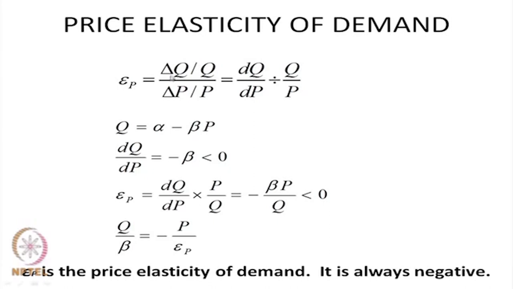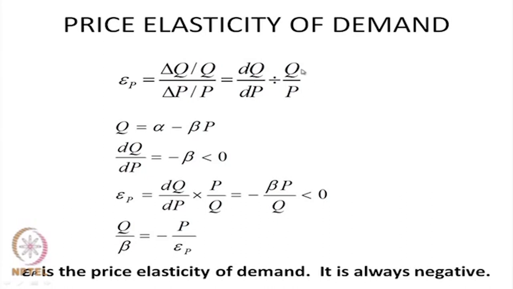Using the previous equation, it is delta Q by Q divided by delta P by P. So, percentage change in P and how much percentage change in Q. Now, if we assume the demand curve to be continuous, then we can take this as the first derivative of Q with respect to P. So, instead of writing delta Q and delta P, we can write dQ/dP, that is the first derivative of Q with respect to P, and multiplication P by Q, same thing.